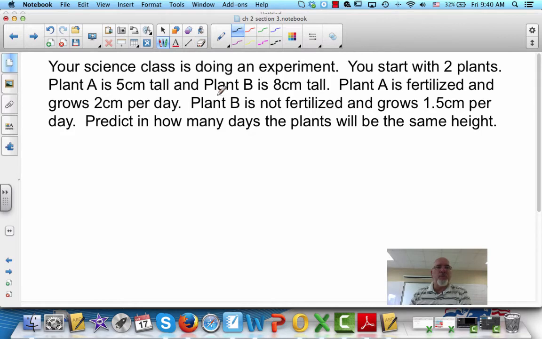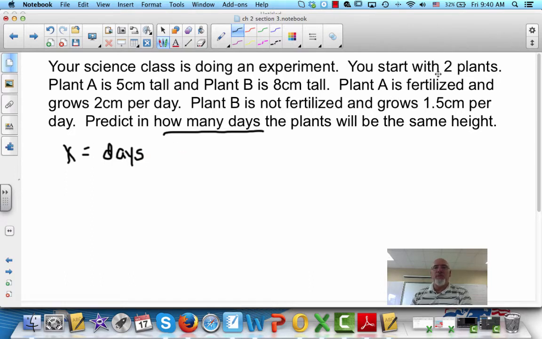Okay, now a word problem. Your science class is doing an experiment. Oh, let's not read the whole thing. Let's go to the end of it and see what it is we're looking for. It says predict in how many days the plants will be the same height. So x is going to be the number of days. Okay? So that's what we're looking for.